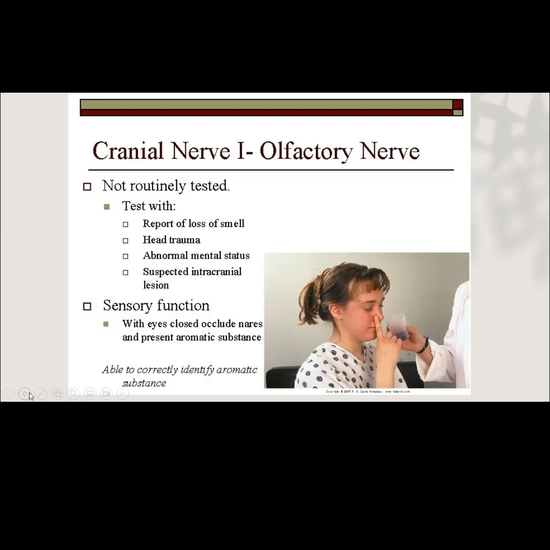Now, typically, cranial nerve 1 is not routinely tested unless there is a problem that's been reported. So again, in practice, you're not going to often see this tested. But if the patient has loss of smell, which we've probably seen a lot with COVID-19, head trauma, an abnormal mental status, or a suspected intracranial lesion, those might be reasons to test it. It's sensory, so you can have the patient close their eyes, occlude their nares, and try to identify a common odor or smell. They should be able to correctly identify whatever the substance is.